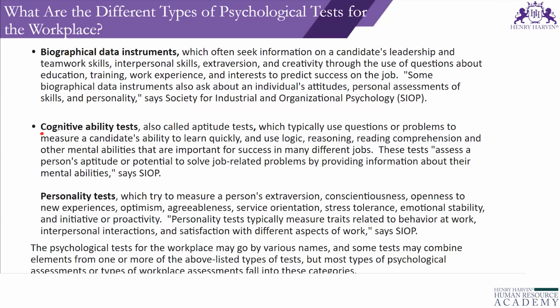Then comes cognitive ability. Cognitive ability is the aptitude test, which measures mental skills. It typically uses questions or problems to measure a candidate's ability to learn quickly, use logic, reason, reading comprehension, and other mental abilities. I'll also show you a few samples, and I'll share the link after the presentation. These are other mental abilities that are important for success in many different jobs.